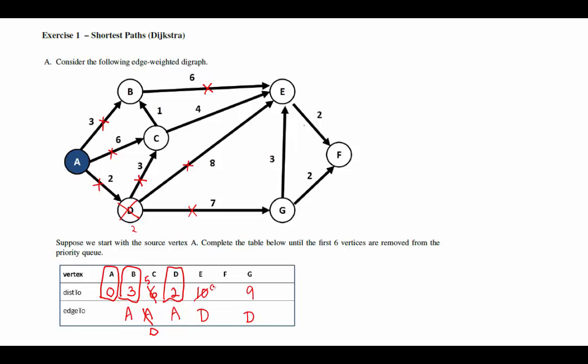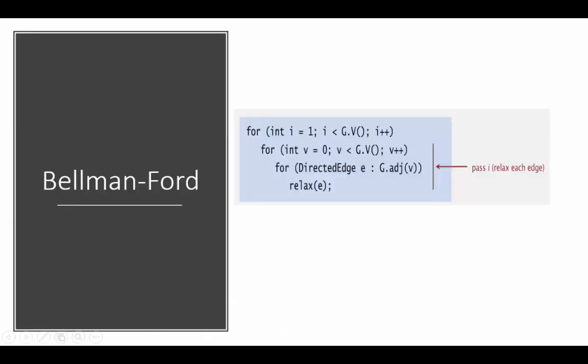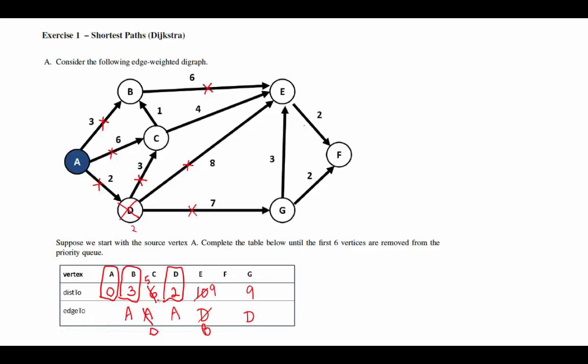So I'm going to change this to 9, saying the edge came from B. And that's all I can do with B. Now I'm going to take the next smaller thing. So we have 5, 9, 9. I'm going to take this one here, which is C with 5.